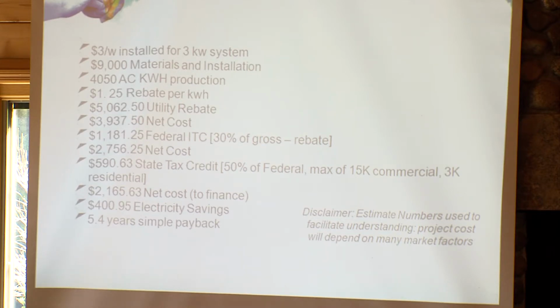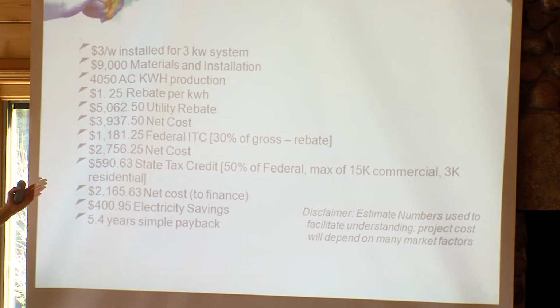If you're an Alliant Energy customer, you're going to get $1.25 rebate per kilowatt hour, which is equivalent to $5,062. I am not kidding. So you have a $9,000 investment, and your utility company's going to give you $5,000 back. Now you're financing 4, okay? Then, because the federal ITC is 30% of your gross cost, you get to claim this $1,100, almost $1,200 on your end of year taxes.